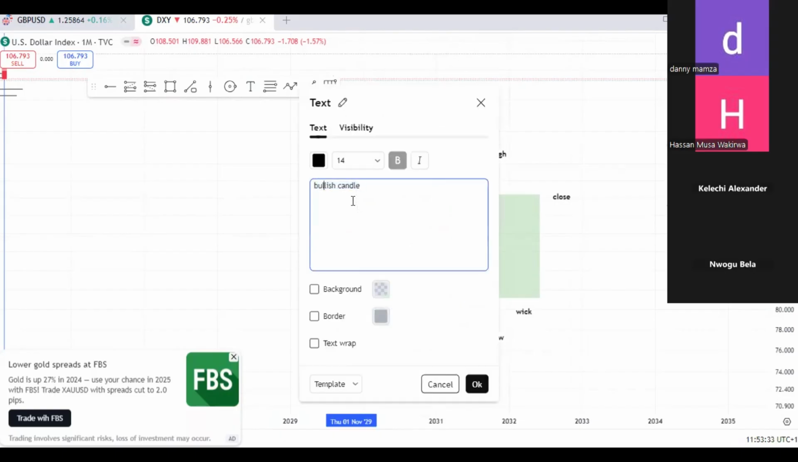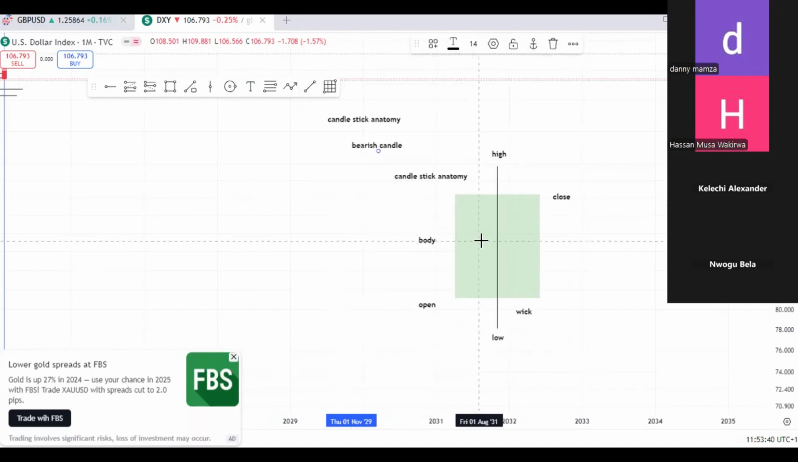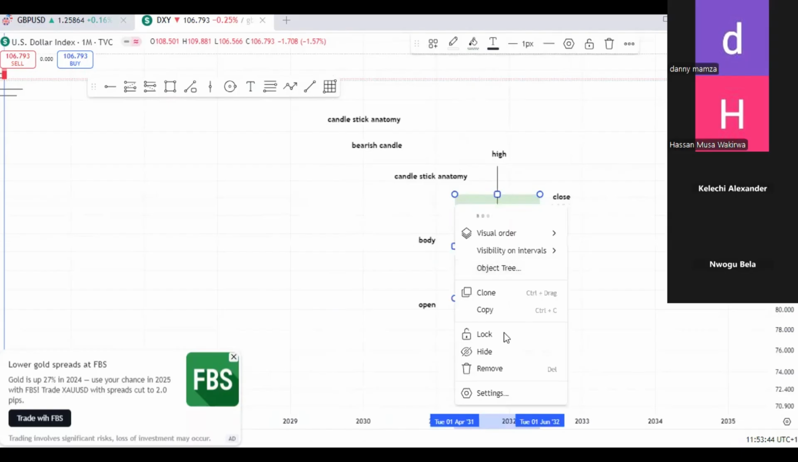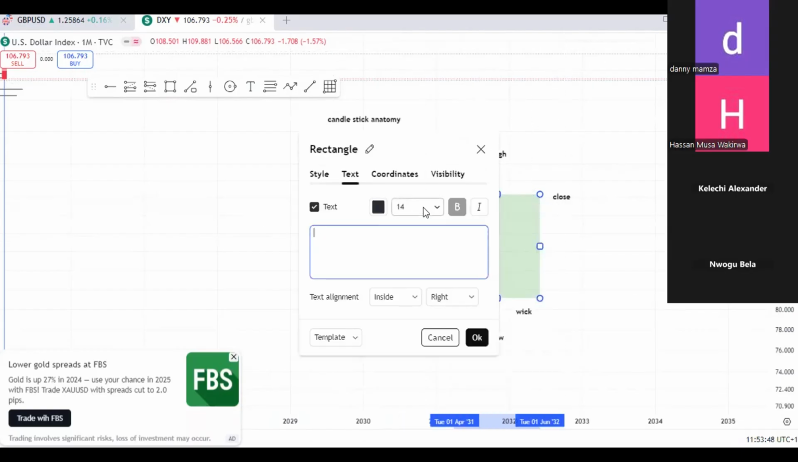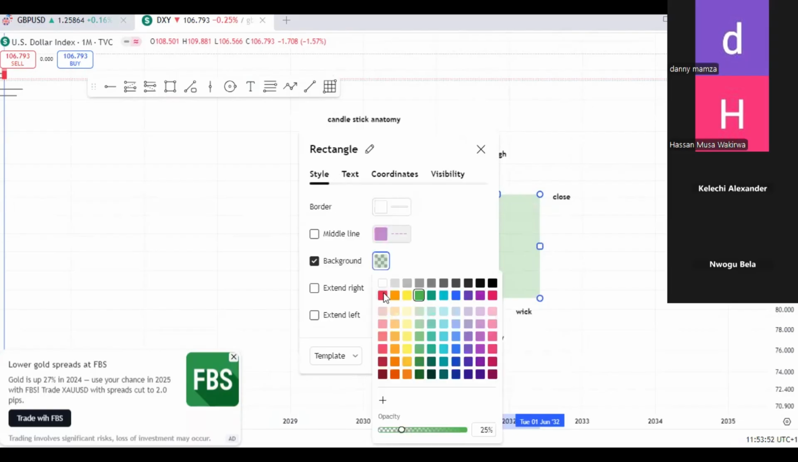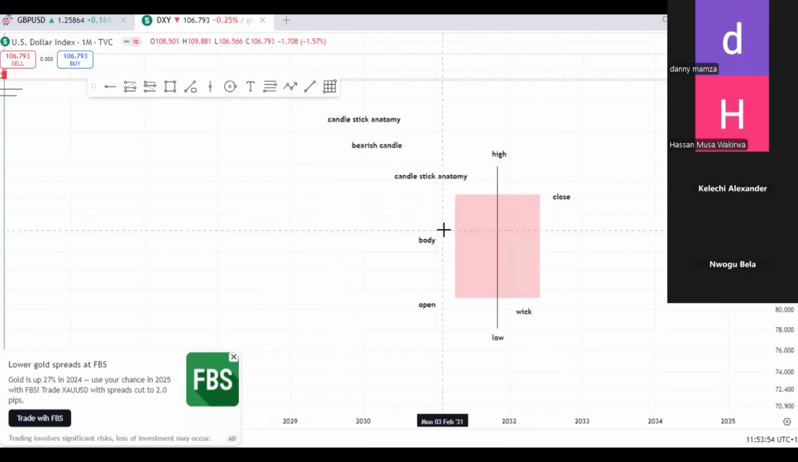So the example for the bearish candle is like this. Based on what we're used to seeing, a down candle is red. So let me use a red color to indicate that this one is a bear candle.